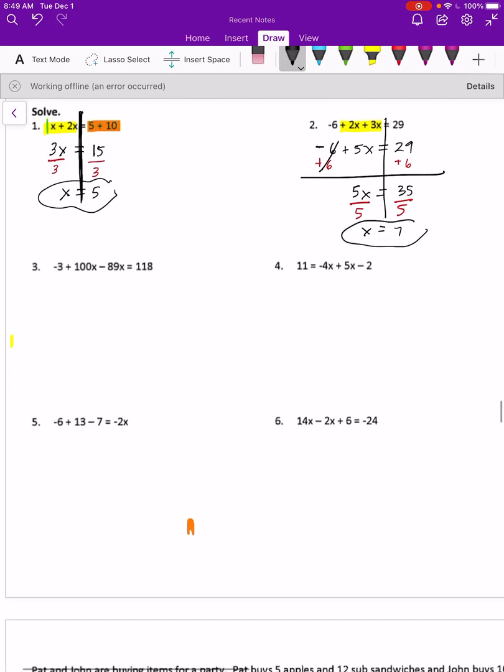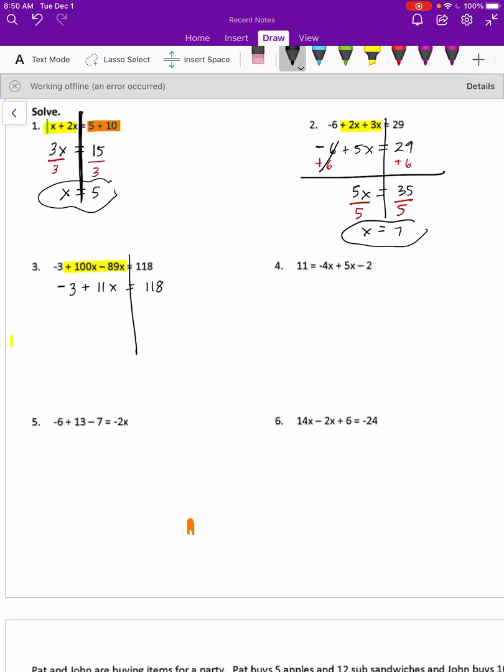Okay, let's try a couple more. Again, line down the center. I'm going to collect some like terms. I look on one side and the other, and it looks like these are the same, so those x's I'm going to put together. I'm going to bring down my negative 3 and do nothing with that. And I have 100x minus 89x. So 100 minus 89 — you can use your calculator if you need to, but you could probably do this in your head — is plus 11x equals 118.